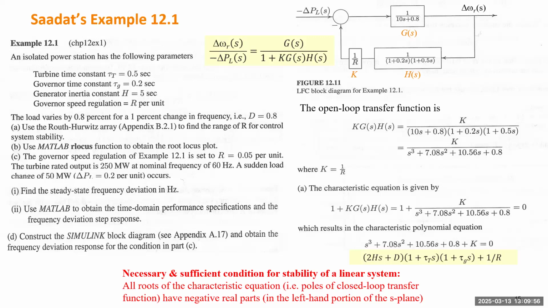For a linear system, there's a necessary and sufficient condition for stability. If we know the transfer function for the dynamic system, we find the characteristic equation, which is actually the denominator of the transfer function, and we solve all the roots of that characteristic equation. Basically, we just make the denominator be 0, and we solve all the roots, which are the poles of the transfer function.